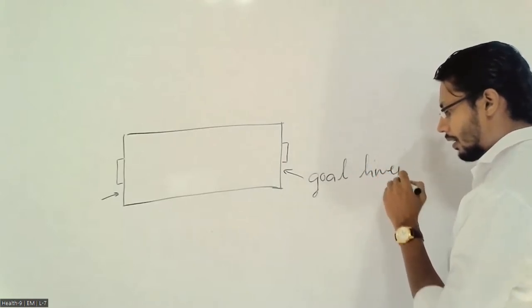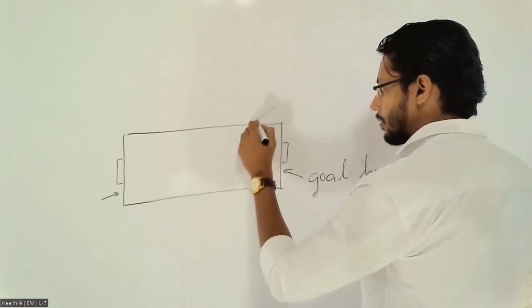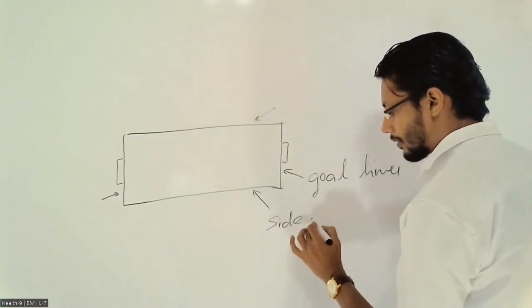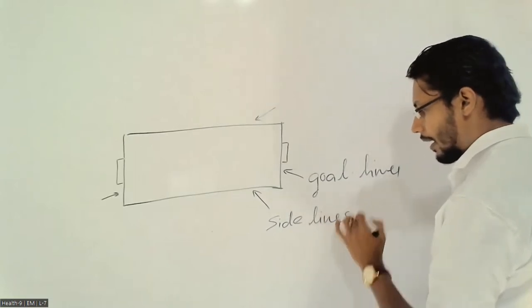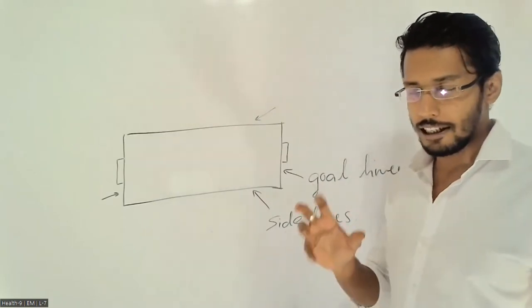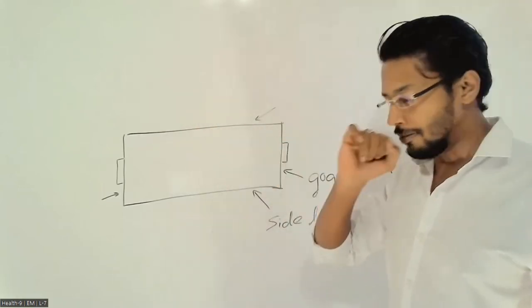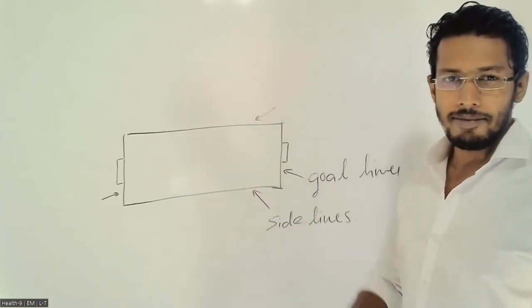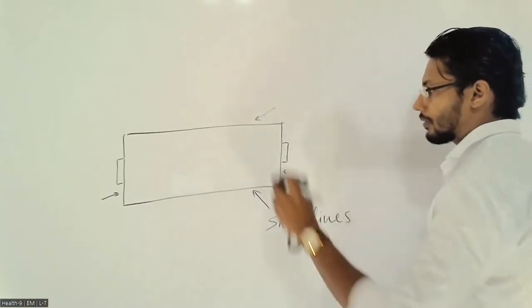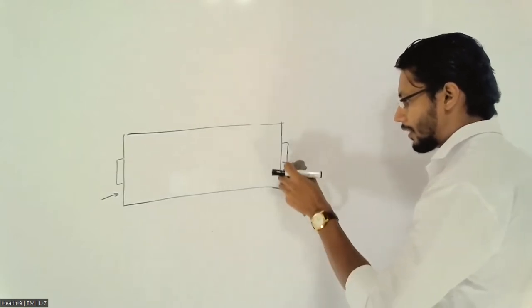Goal lines, right? And these two sides, we call these two sides side lines. These two lines are the side lines. Now, in this throwing skill, we are talking about these two side lines. Side lines, right? I will erase these things. Just remember the names of these sides.